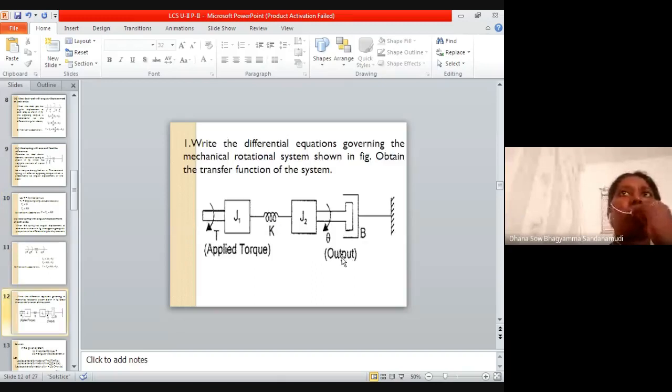So let us solve some problems on this. We have to write the differential equations governing.